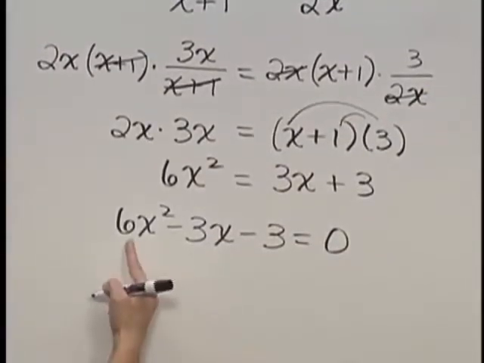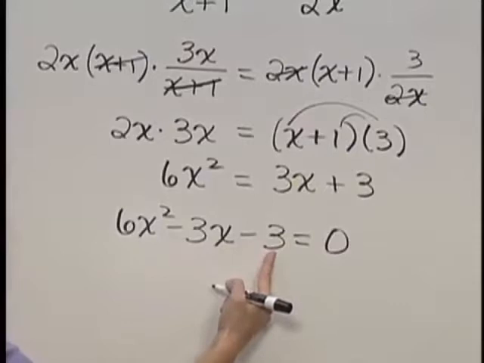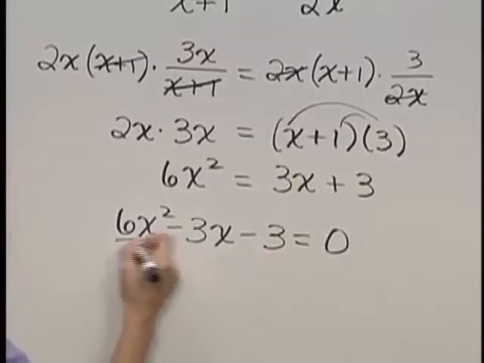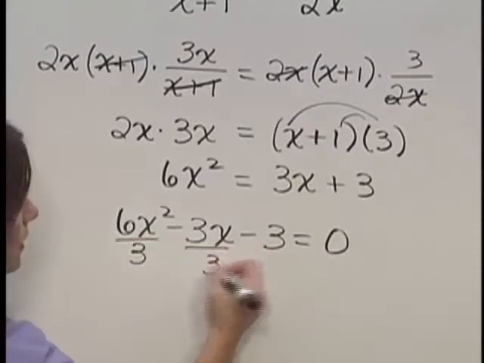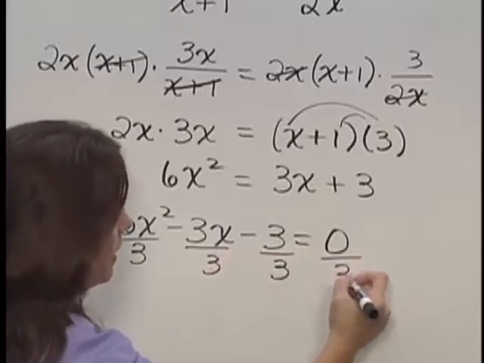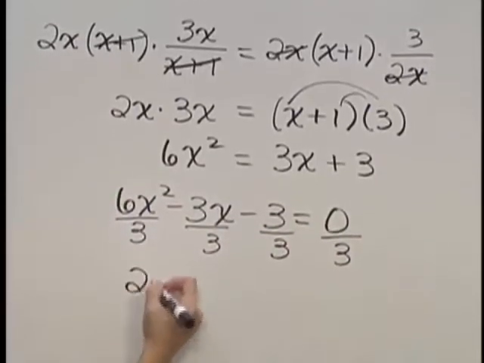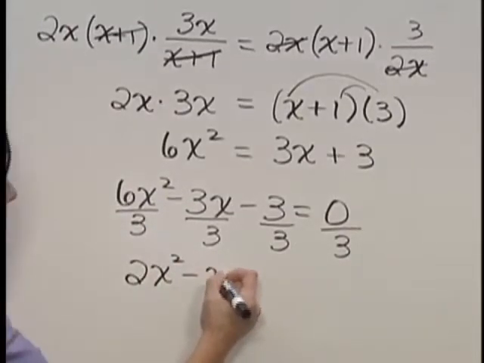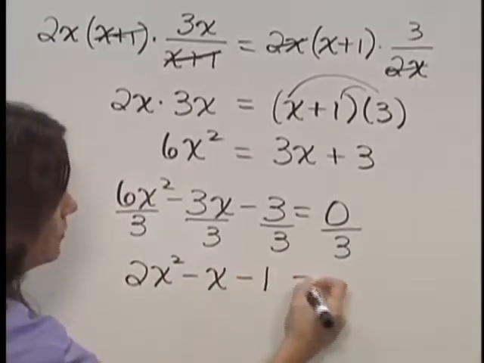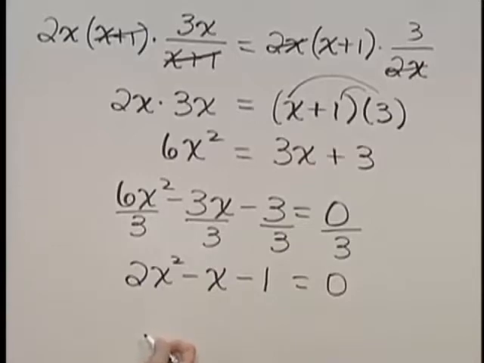At this point, let's notice that there's a common factor of 3 in each of these terms. So let's divide both sides by that common factor of 3, just to clean this up a little bit. This becomes 2x squared minus x minus 1 is equal to 0. And now let's factor this trinomial.